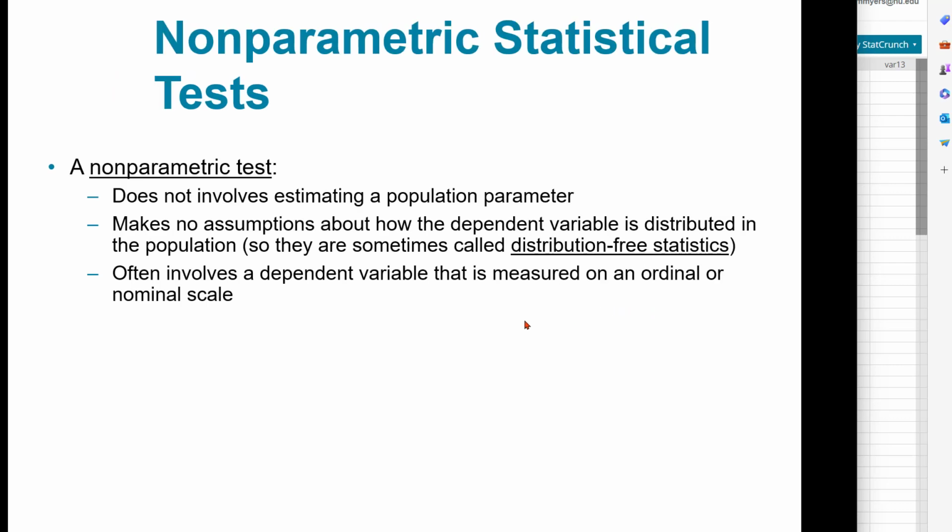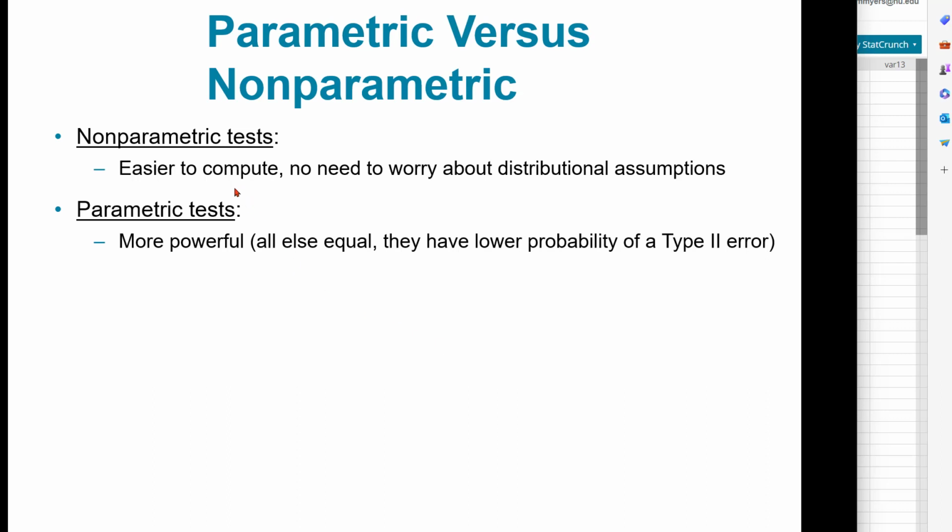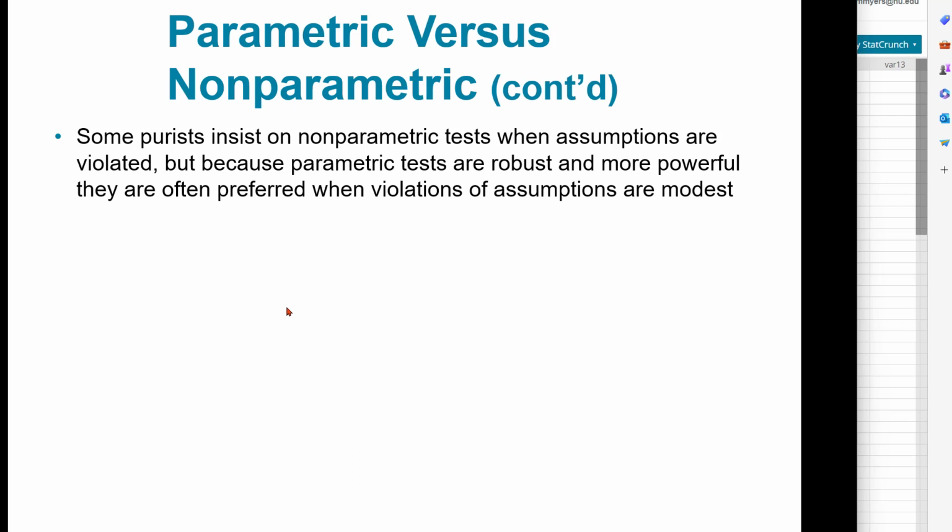Non-parametric statistical tests are used when the assumptions of parametric tests are not met or when dealing with data that does not follow a specific distribution. In summary, non-parametric tests are easier to compute and are more flexible. Parametric tests generally have higher power when the assumptions are met. The choice between parametric and non-parametric tests should be based on the specific characteristics of the data and the research question at hand.